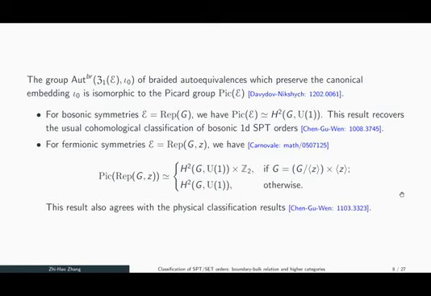And for fermionic symmetries, E is Rep G_Z2^f. It is also computed in the following results. And this also agrees with the physical classification result. So our classification recovers the physical classification using matrix product states. And our approach is only a categorical approach.